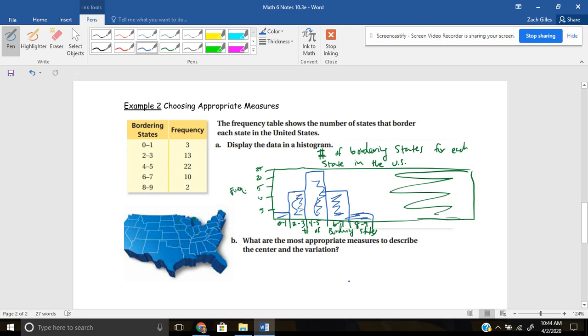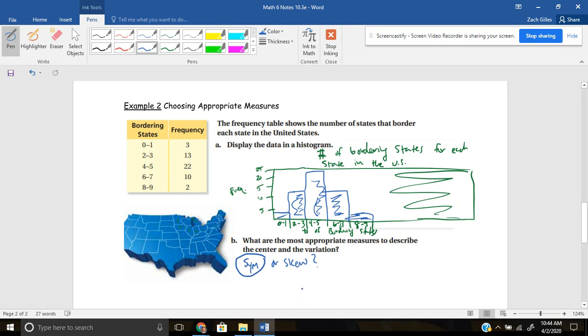Letter B says, what are the most appropriate measures to describe the center and the variation? So again, for this, when we're looking at the appropriate measures, we need to think to ourselves, is our data symmetrical or skewed? And if I look at this data, it follows a really nice pattern. It almost looks like it's an exact mirror of each other. It's not quite, but it's really close. It follows that nice bell shape. So we have symmetrical data.